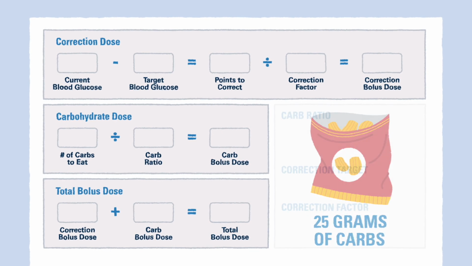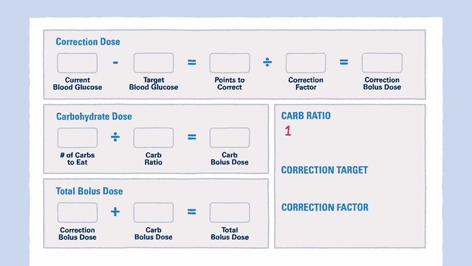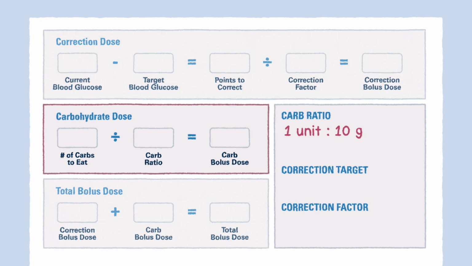Let's imagine the child's insulin-to-carb ratio is 1 unit for every 10 grams. To calculate the insulin that will cover the chips, they divide 25 grams of carbs by their carb ratio of 10 for a total of 2.5 units of insulin.